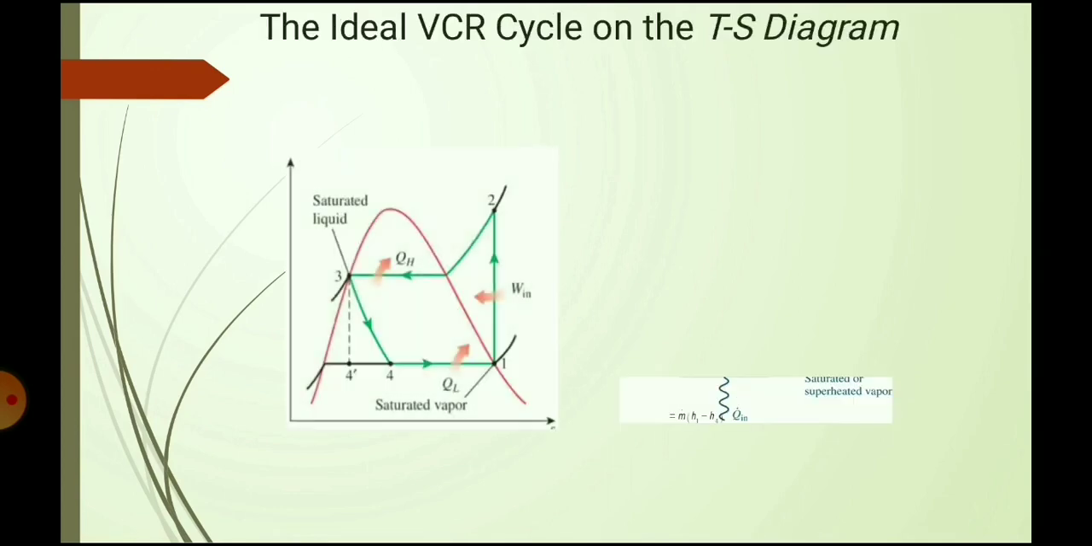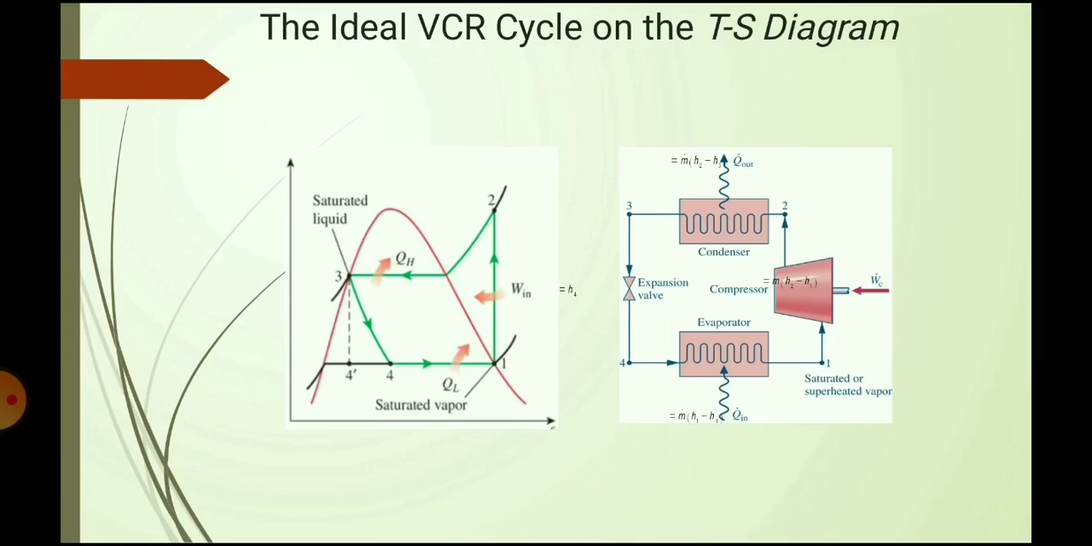Clear? This is the TS diagram for ideal VCRS. We can see here for ideal VCRS the point 1 should be on the saturated vapor line, and the point 3 should be on the saturated liquid line. Clear? The process 1-2 is the isentropic compression process. Entropy remains the same. We can see here during this process the entropy at 1 is equal to the entropy at 2. The process 2-3 is the constant pressure line.